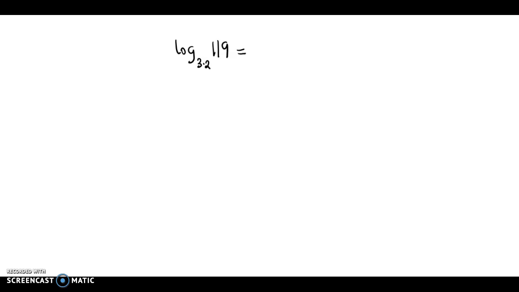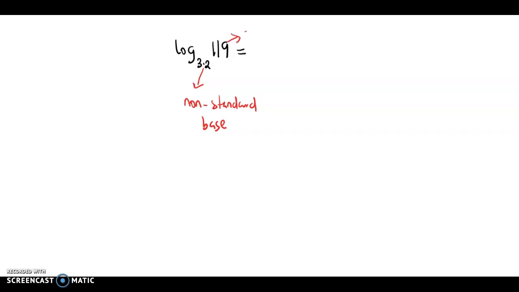And to solve for this type of log, you have to use the change of base formula. So what the change of base formula does is you always have to take a standard base log of the argument and you're going to divide that by your standard base log of the non-standard base. So which one is the non-standard base? Our non-standard base is the 3.2. Okay, the 3.2 is our non-standard base because it is not 10. It is any number other than 10.